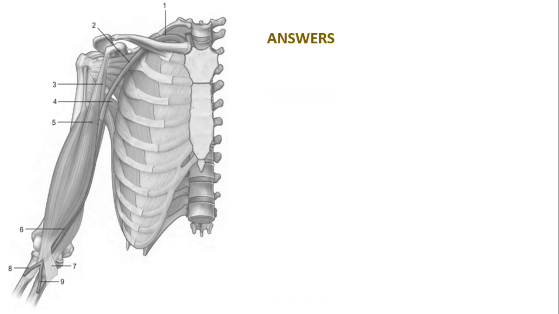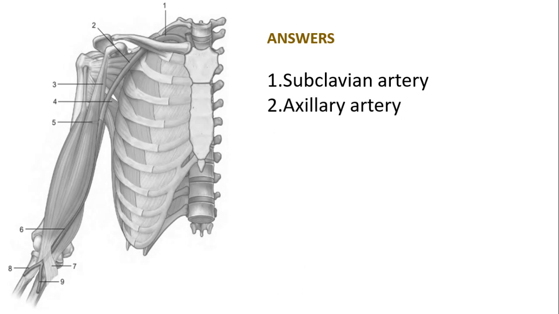So 1 is just the subclavian artery, which will branch off to give us the axillary artery and many other branches. Then 2 is the axillary artery. As you can see, the subclavian artery will start there, and once it crosses the clavicle, it will turn into the axillary artery, and then from there it will become the brachial artery, and there it will change into the radial artery and ulnar artery.